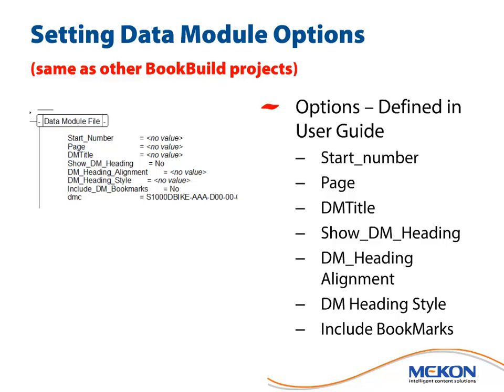Include the bookmarks or no. The bookmarks, normally that is set so that you get all the bookmarks in the left hand side of the PDF file that's generated. That would mean that every title that appears in the data module would appear in the bookmarks pane of Adobe. Now if you don't want all those, just the chapter titles to go in, then you would say include bookmarks equals no.